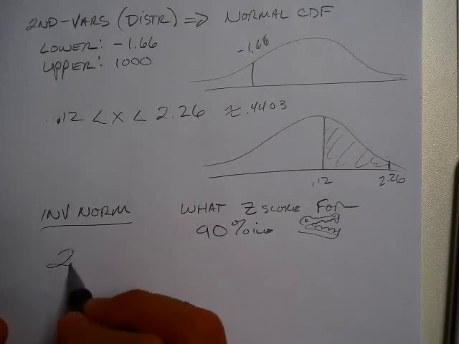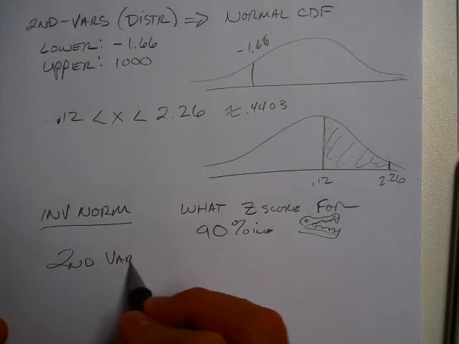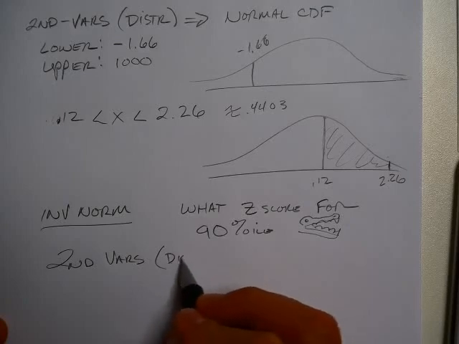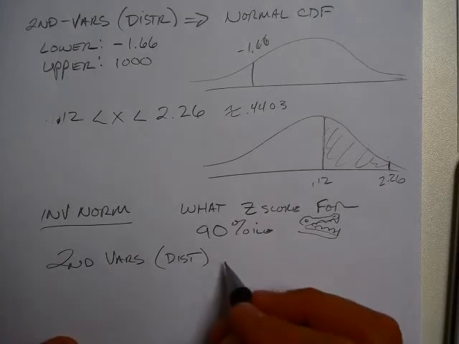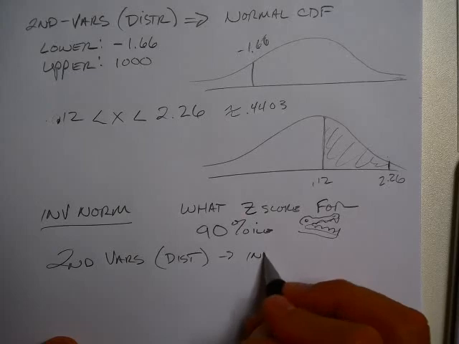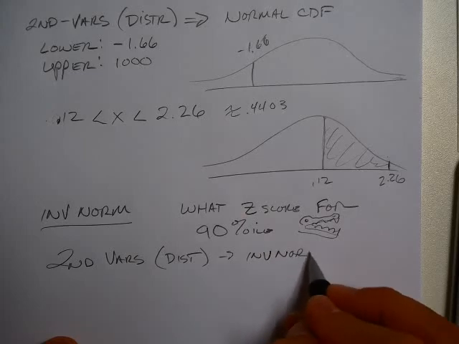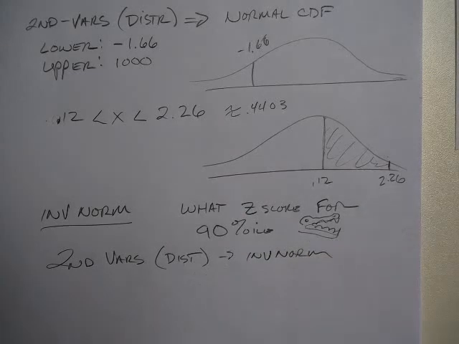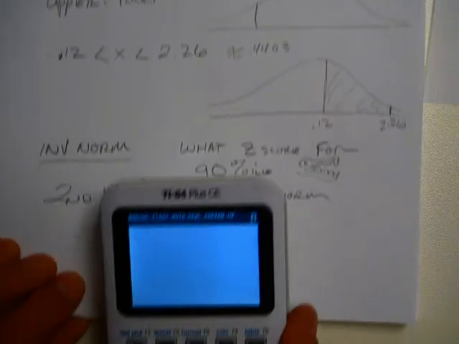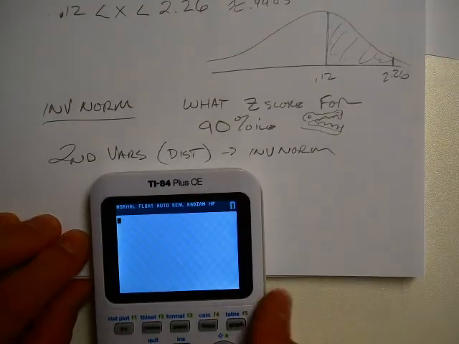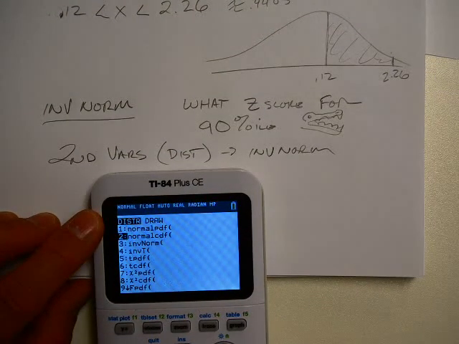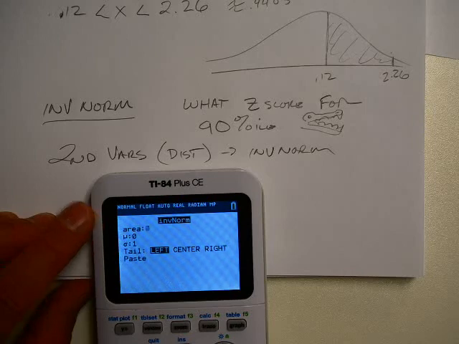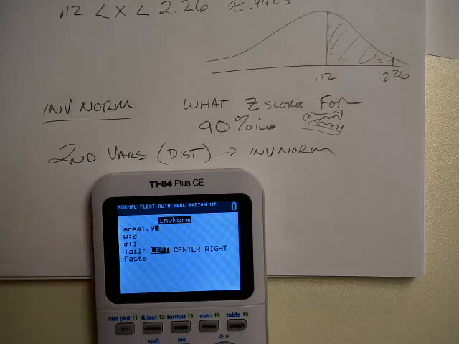Okay. Second vars. That's in our distribution again. And we want to choose inverse norm. All right, I'm going to clear this stuff out. Second vars. Inverse norm. Area, 0.9. We'll leave the mu and the standard deviation alone.